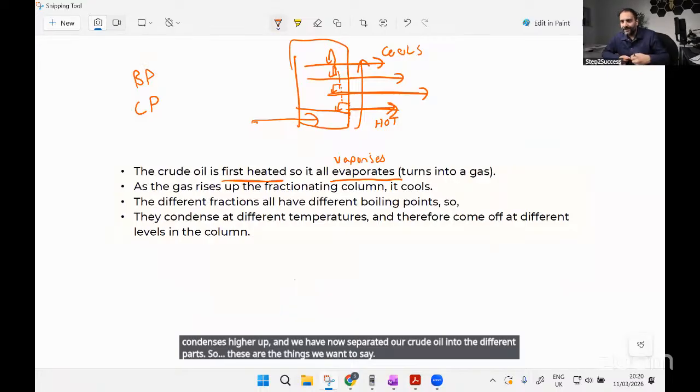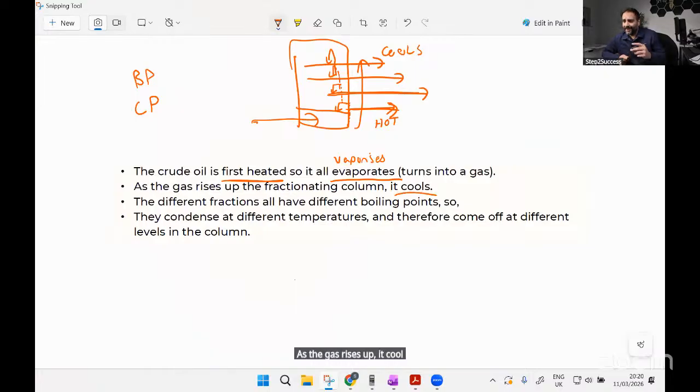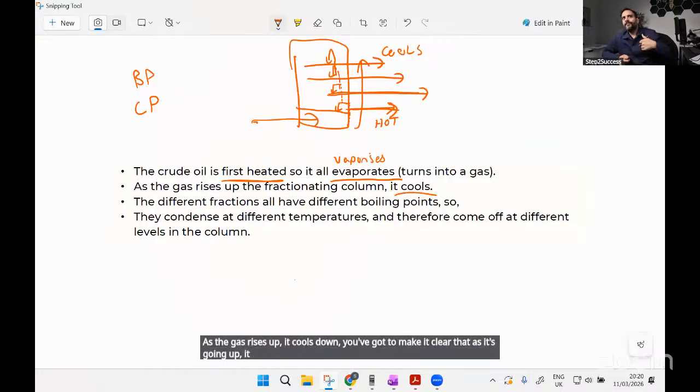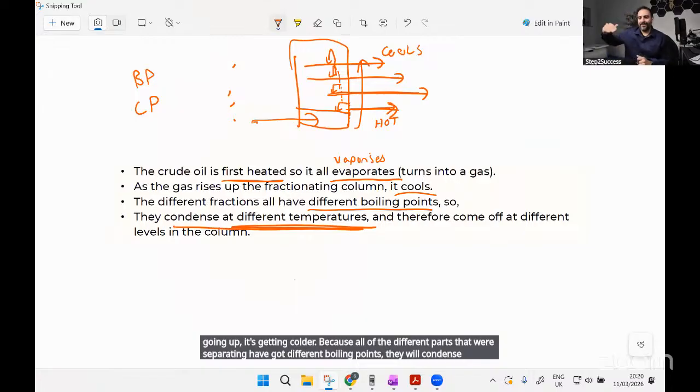First, we heat it until it all evaporates. As the gas rises up, it cools down. You've got to make it clear that as it's going up, it's getting colder. Because all of the different parts that we're separating have got different boiling points, they will condense at different temperatures and therefore different levels in that column.